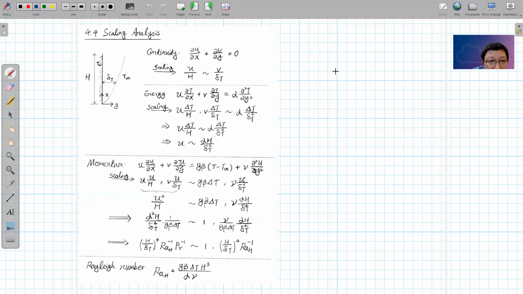So the first thing we can do is the scaling analysis. Look at this picture here. We assume that this plate has a length of h, and the thermal boundary layer will have this thickness delta t here. So from the continuity equation, we do scaling. The u velocity will be right here. Okay, it doesn't allow me to write. This is u, this is v.